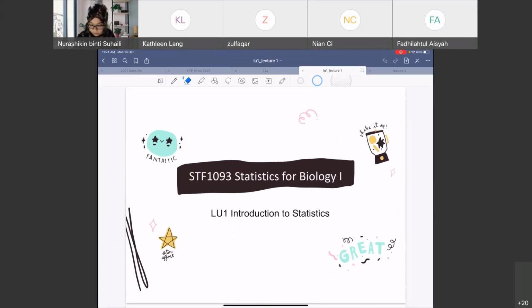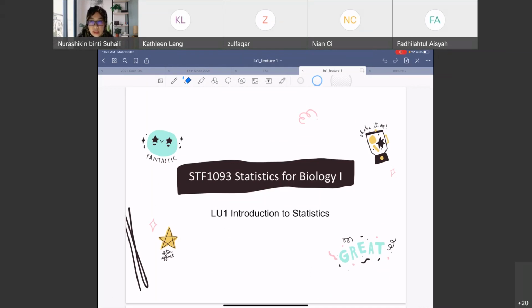Okay, so now let's move to the first lecture. Since you guys do not have any questions on the course, let's move to the first LU, first learning unit. I will call it LU, but you have to know it stands for learning unit. In the first LU, we're going to talk about introduction to statistics.